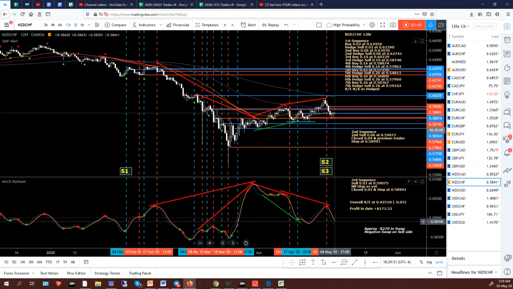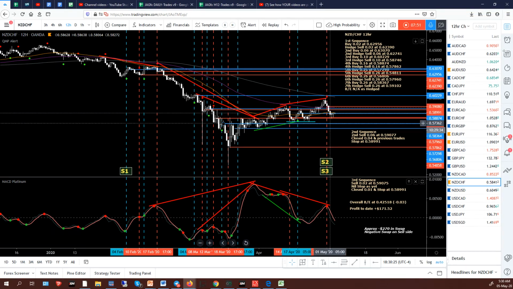MACD platinum's through the zero level. So on sequence two, I've closed the sell, closed the buy, and I've closed 0.04 and put a stop in place, which is hard to see, but it's a red dotted line just under that entry level. So that's sequence two, and all I've done is move this S2 over to there because that's where it now starts. I was at sequence three, a standalone sell trade there. I've closed half because the MACD platinum's gone through the zero level. Stop in place, same place as sequence two.